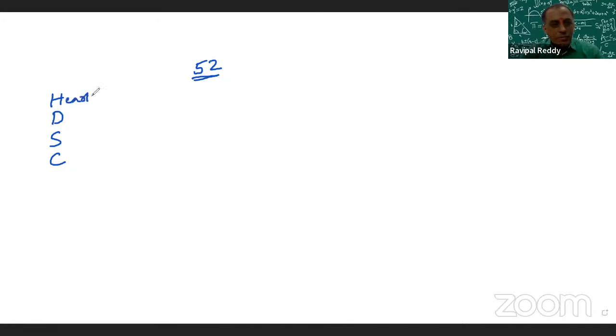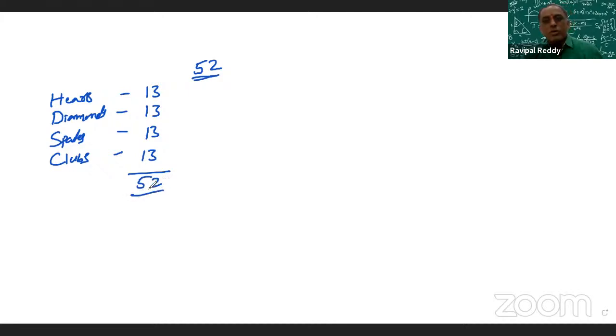That is hearts, diamonds, spades, and clubs. A pack has four suits, that is hearts, diamonds, spades, and clubs. Heart symbol, diamond symbol, spade symbol, and a club symbol. Each and every suit has 13 cards. Total it is 52 cards.